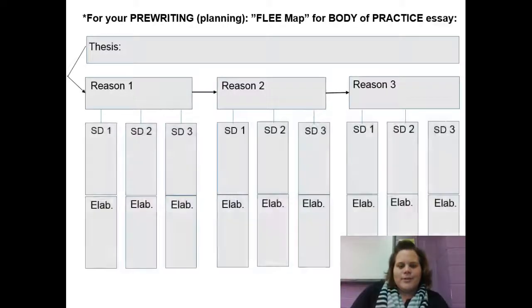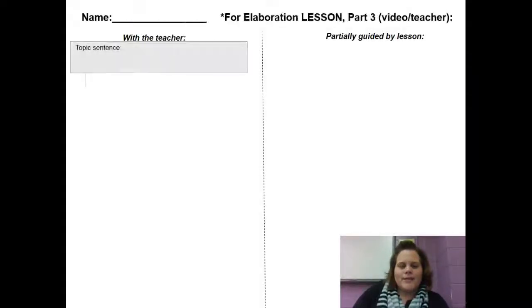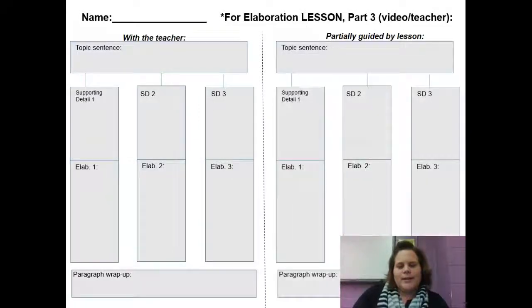This is kind of what you are used to seeing for a flea map. All these boxes or maybe they're lines, and you're looking at the thesis and your reasons and your details and your elaboration and your wrap-ups, and maybe this gets a little overwhelming, but hopefully with all these strategies it'll be less overwhelming. So don't worry about that today. Today we're going to do one together, just a paragraph, and then I'm going to guide you through a second one with a different topic. So this is how far we're going to get until you need to get your work checked today.